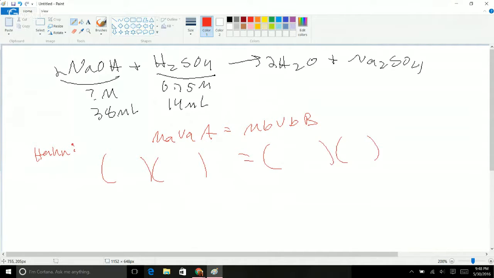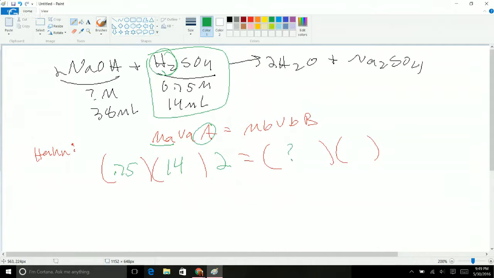So here are my parentheses I'm going to fill in. MA stands for molarity of the acid. This is clearly my acid, my sulfuric acid, so my molarity is 0.75. My volume is 14 mL. It doesn't matter if it's in milliliters or liters, since you have milliliters on both sides, it'll cancel out. As long as the units are the same on the left and the right, you're good. And this A stands for how many hydrogens you have. There happen to be 2 hydrogens, so I'll put a big 2 there.